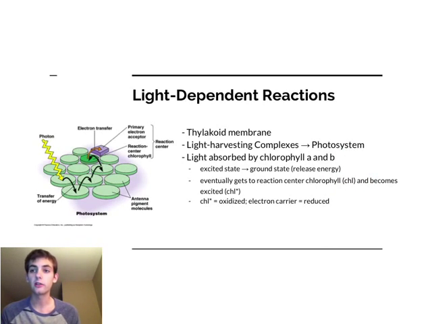Once that CHL becomes excited, we annotate that with the CHL with an asterisk symbol above it. So that chlorophyll in the reaction center actually gets oxidized. So remember, that's when it's going to lose an electron. As it gets excited, it wants to hand that electron over to another electron acceptor or electron carrier. We talked about an example as NADH. So the chlorophyll in the reaction center becomes oxidized or loses an electron, and the carrier is going to pick up that electron or become reduced.